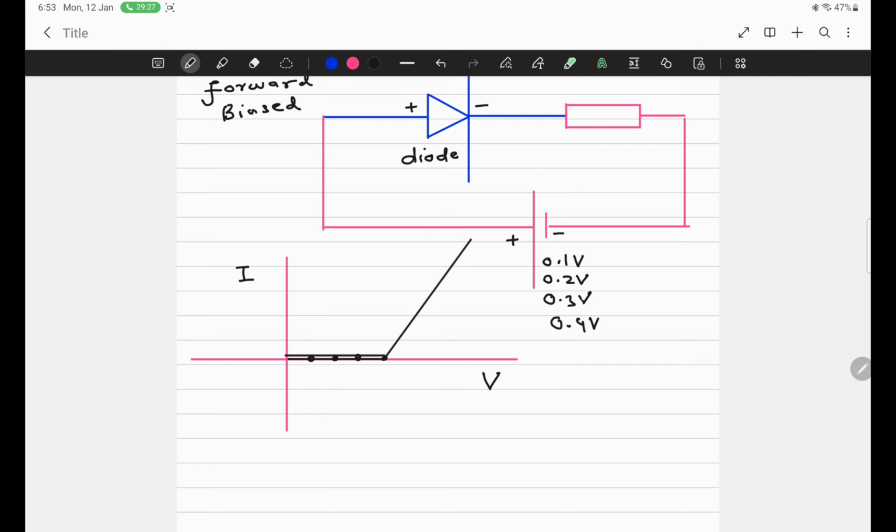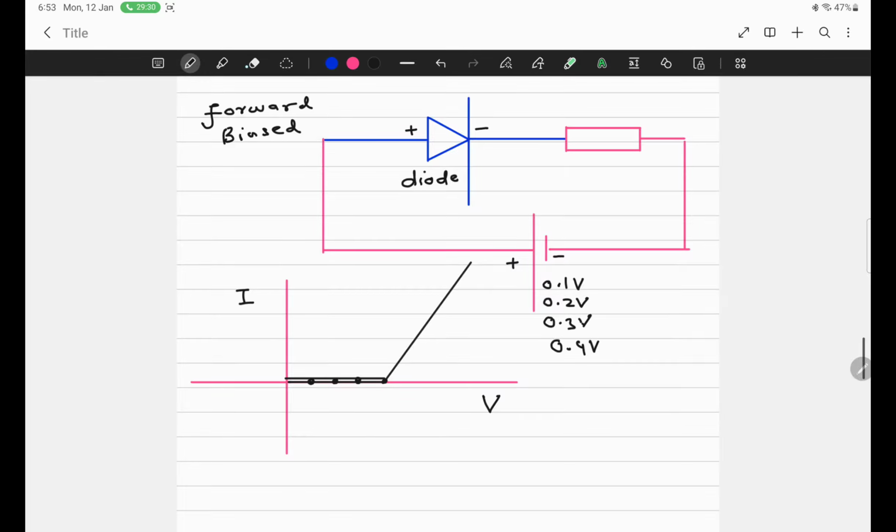As well, if you interchange the polarity of the battery, consider this positive and negative are interchanged. Consider this is positive, this is negative. If you reverse the polarity, now the diode is called reverse bias. When a diode is reverse bias, you can see, sir, positive is connected with negative, and negative with positive. Then this is called reverse bias.